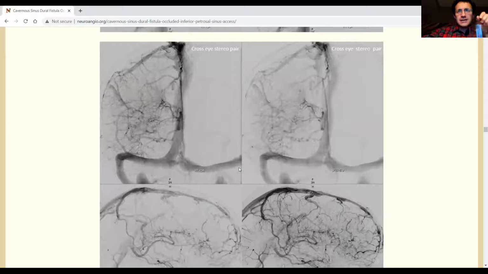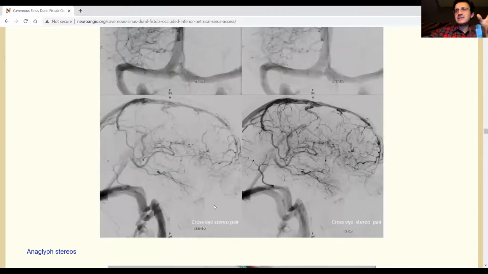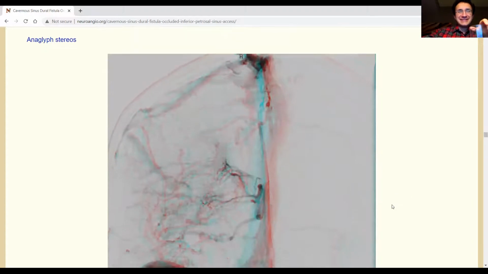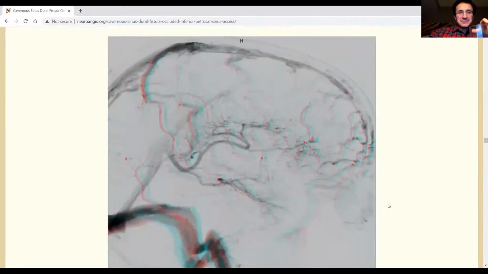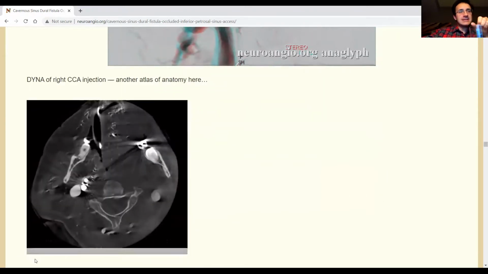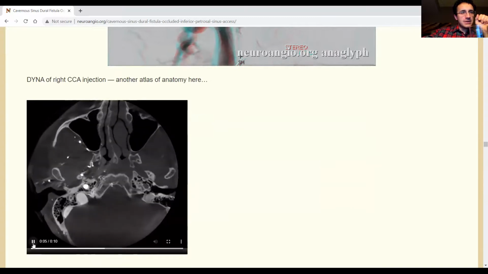Right here is a cross-eye stereo pair. Again, if you see this in stereo, it's just breathtaking. These pictures are just awesome, if we may say so ourselves, but it is great. So we did some of that. Now again, here's a Dyna injection. Now this Dyna injection is important, so we're going to pause on that.